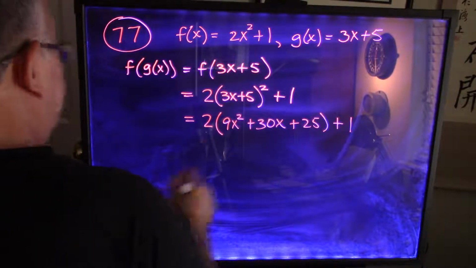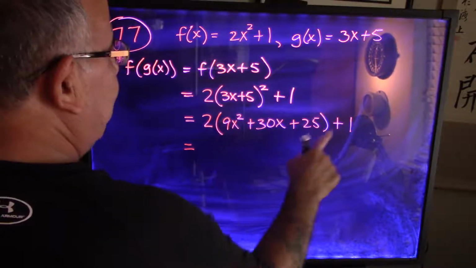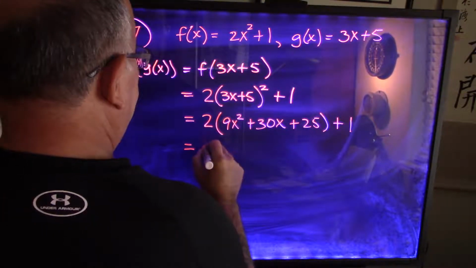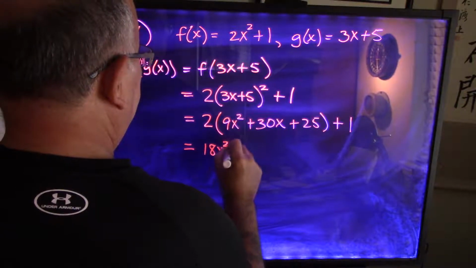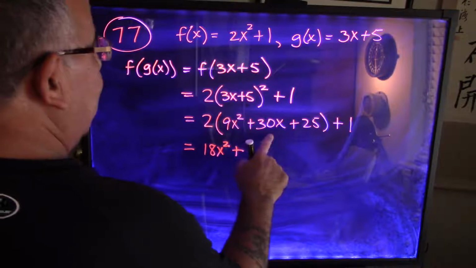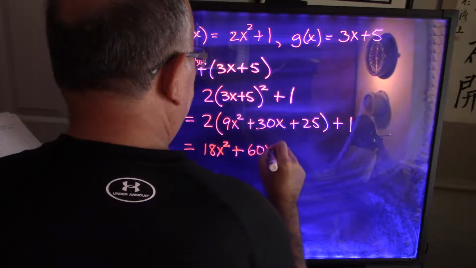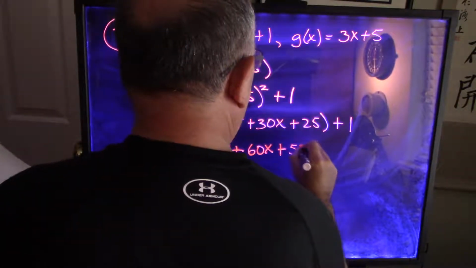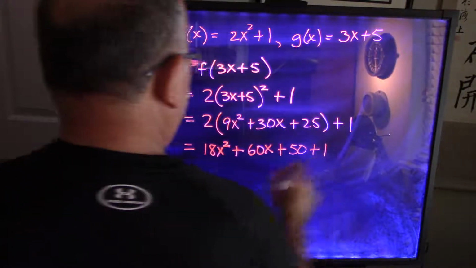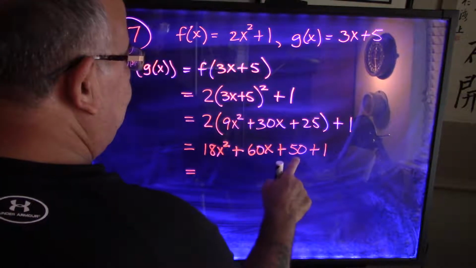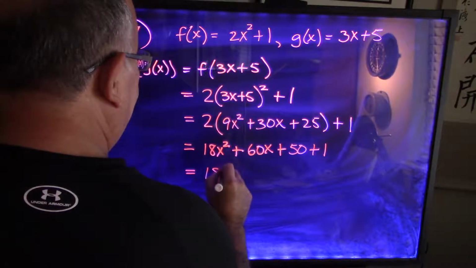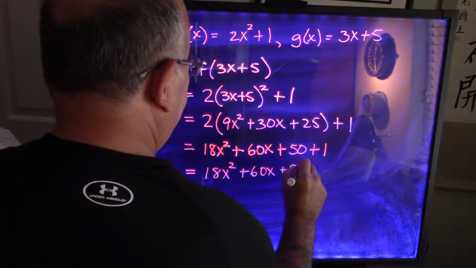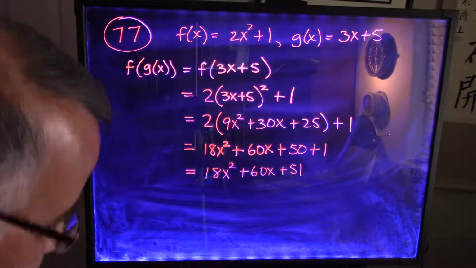Okay. So now you do the multiplying before you do the adding, so you multiply that through, distribute. 2 times 9x squared is 18x squared, plus from that 2 times 30x is 60x, and then plus from that 2 times 25 is 50, and then plus the 1. So now you simplify, add like terms, 50 plus 1. Alright, so you've got 18x squared plus 60x plus 51. And that's all the simplifying we can do on that one.